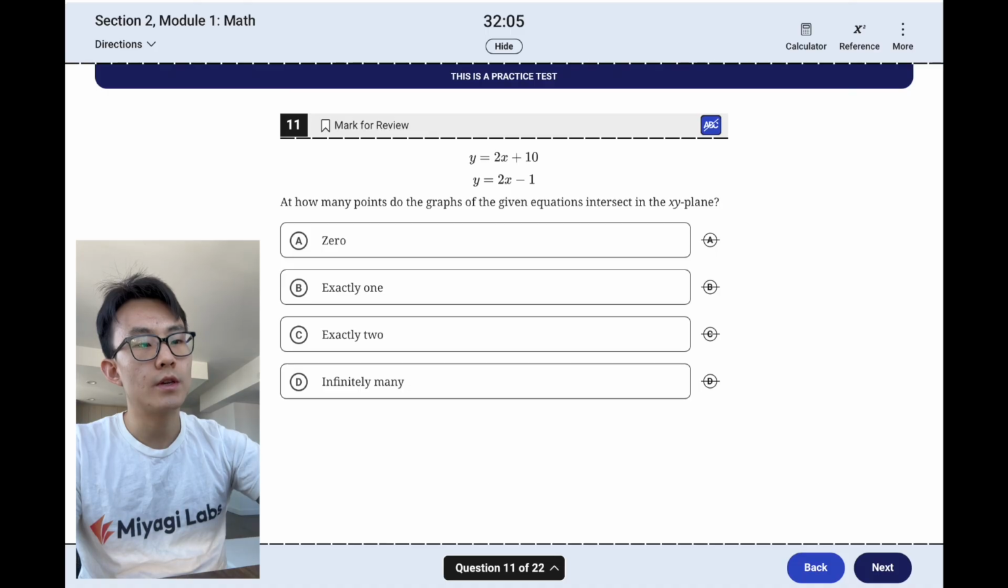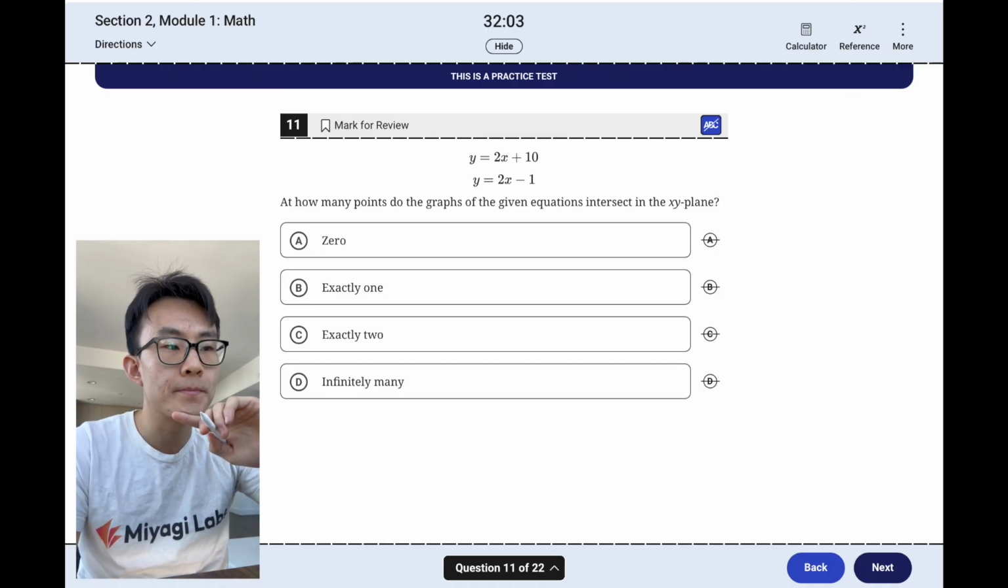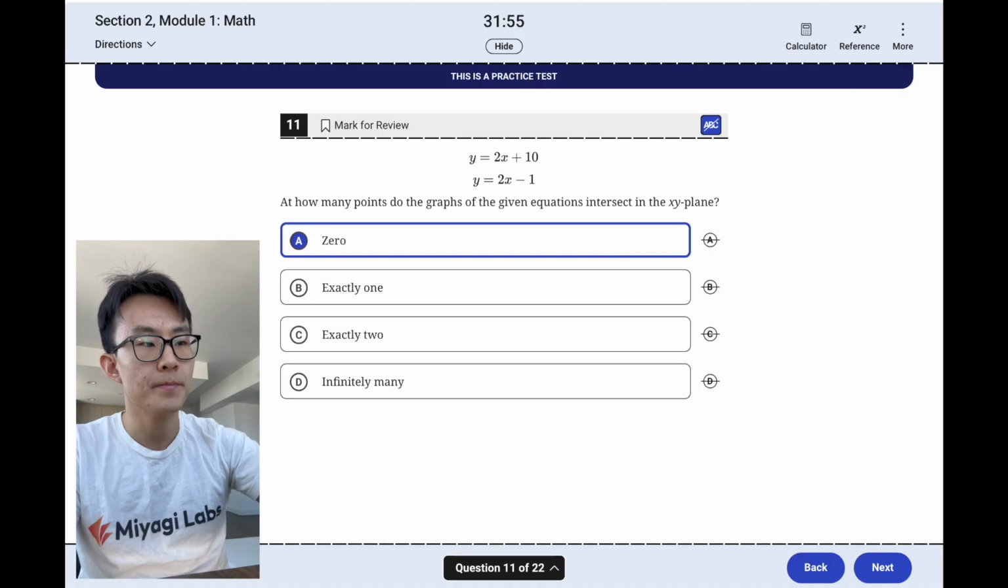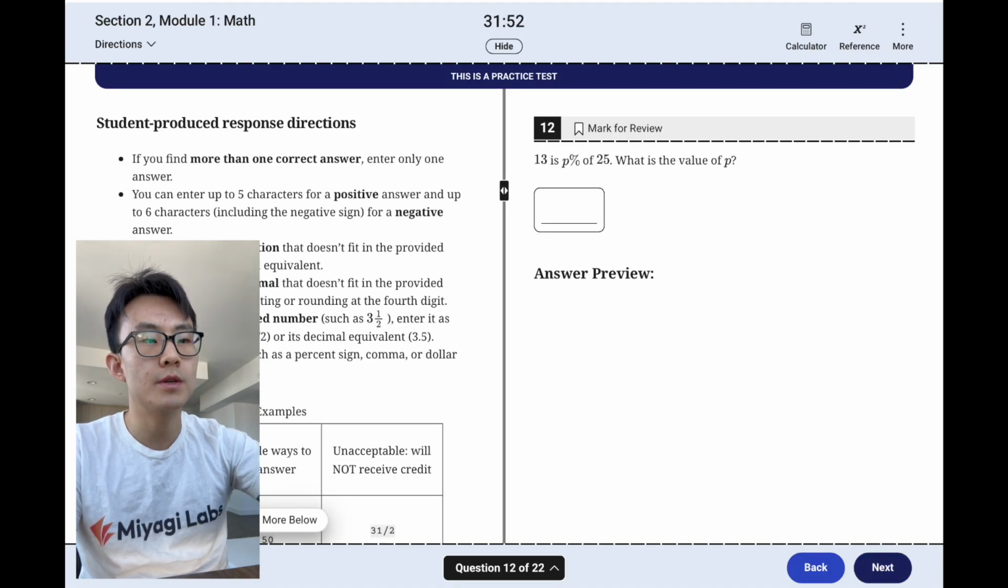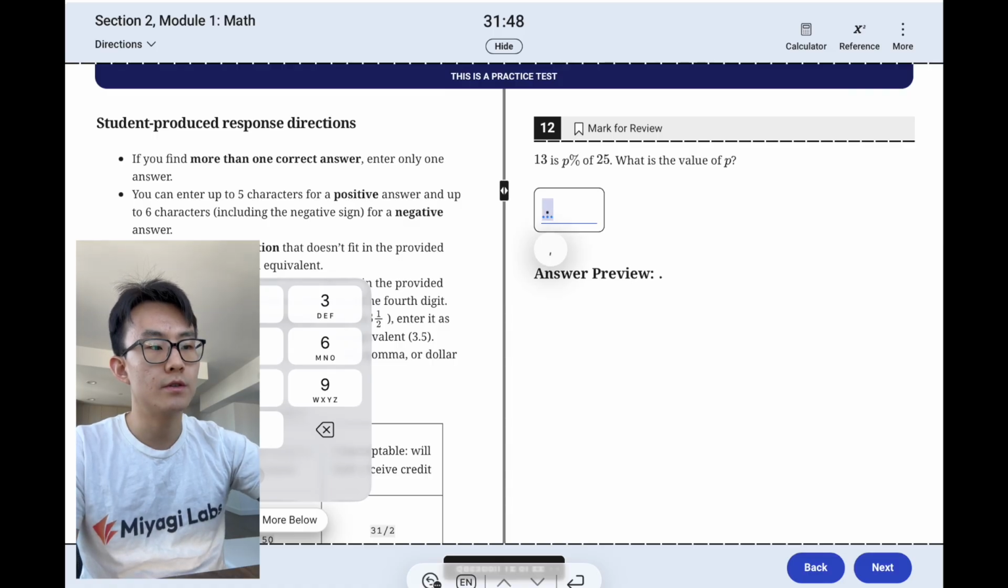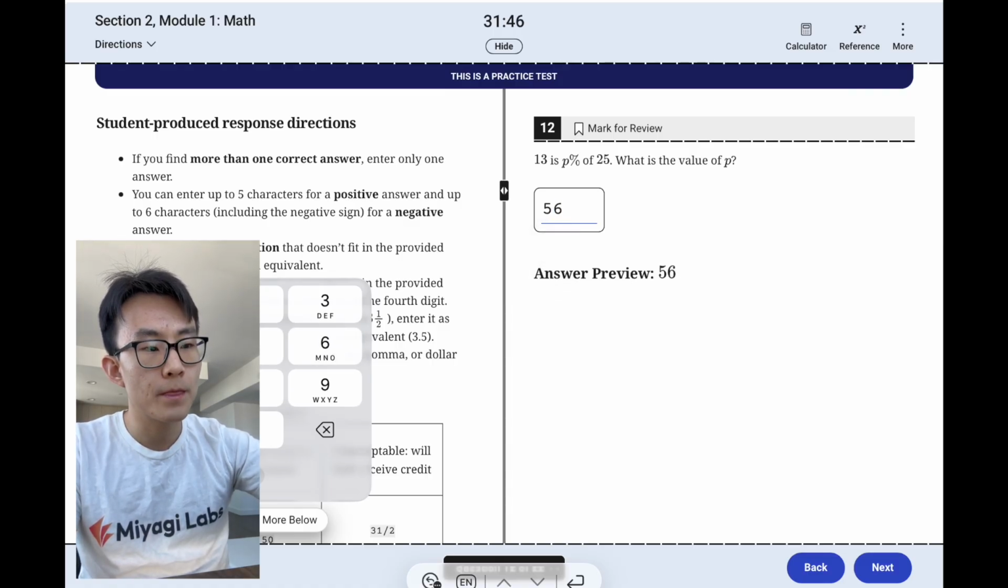At how many points do they intersect? Okay, so these two have the same slope, but they're not the same line, so it's not going to intersect. They're going to be parallel. 13 is p% of 25, so it should be 52%. 13 times 4.